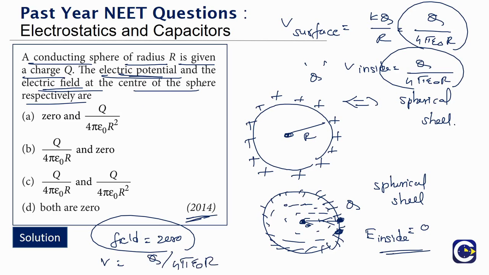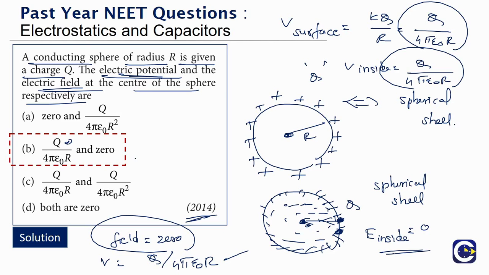So they are asking what is the electric potential and the field at the center of the sphere. So potential has to be represented first. Potential is what? Q by 4 pi epsilon naught into r. What is the field? 0. So look at this. Potential is Q by 4 pi epsilon naught into r. And what about the field? Field will be 0. So we have to remember this one. The behavior of a conducting sphere, which will hold the charge on the surface alone, will be same as the behavior of a charged spherical shell.